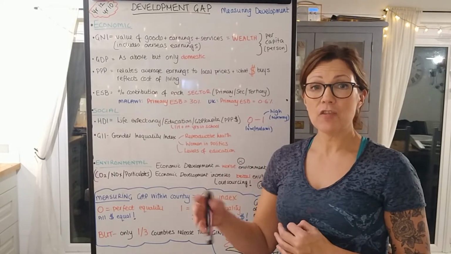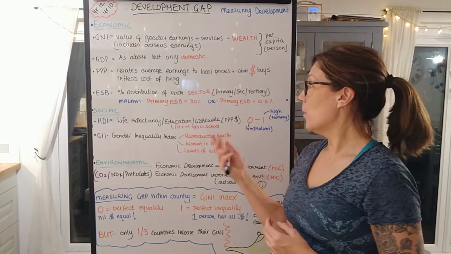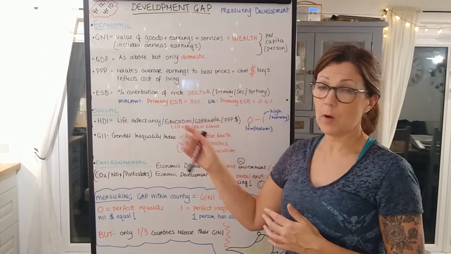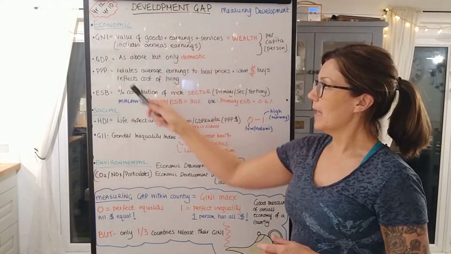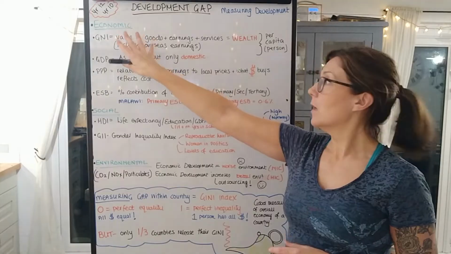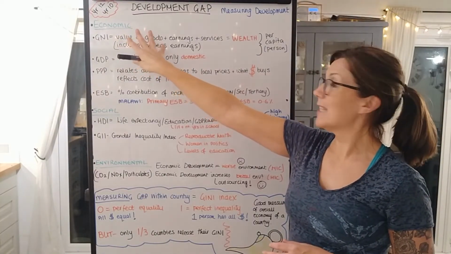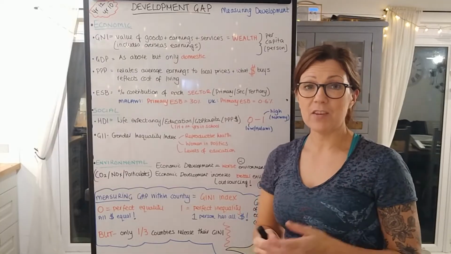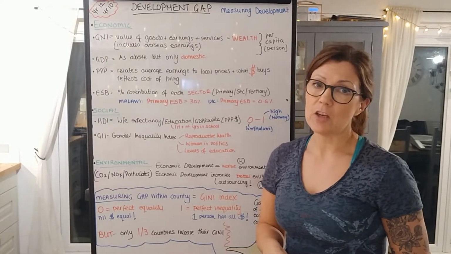And when we get into tertiary, into a lot of the high income countries, then we can see that the tertiary ESB will be quite high and primary will be quite low. Now, these economic indicators here, especially these top couple, these are what we call single indicators, because it's just one indicator to give us the idea of wealth or development in the country.